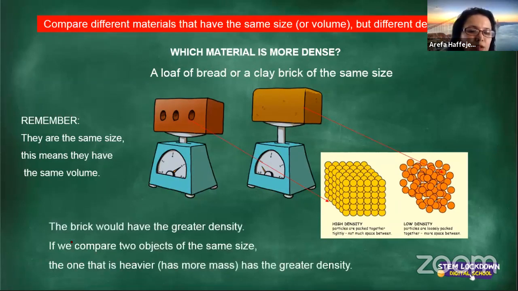Okay, so I will continue. So the brick would have a greater density, and if we compare two objects of the same size, the one that is heavier, that means that it has more mass, has greater density. So may I continue, or we'll take one more person with a question with regards to this?